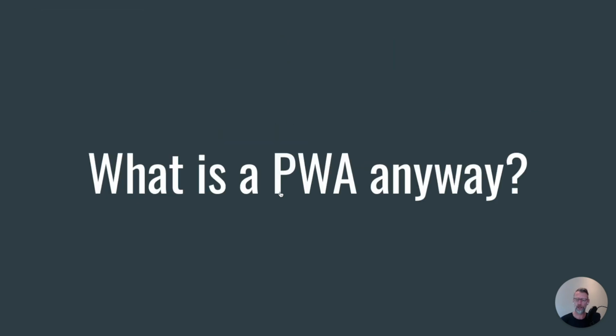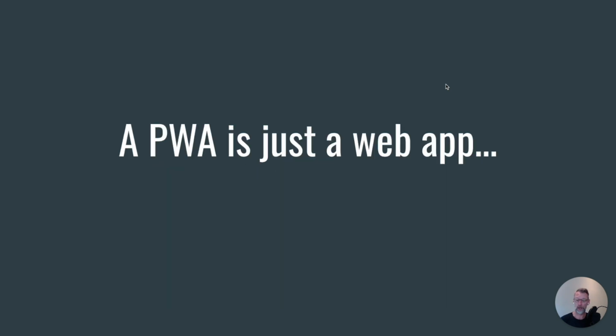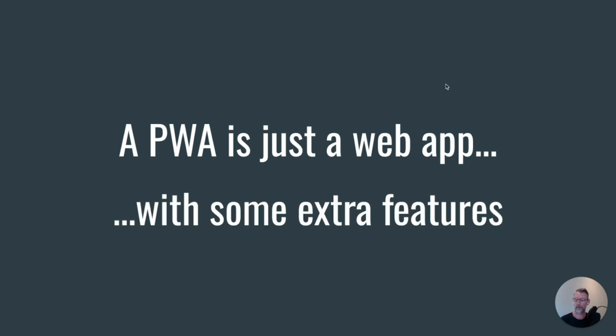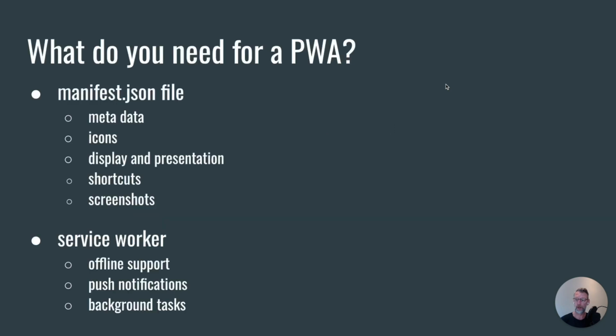But first let's zoom out a little bit for maybe the people who are not really aware of this, to answer the question, what is a PWA anyway? Well, it already says it in the name. A PWA is a progressive web app, and that means that a PWA is in fact just a web app, but it has some extra features that give it some very nice superpowers. There are basically only two things that you need to add to a web app to turn it into a PWA. These are the manifest.json file and the service worker.